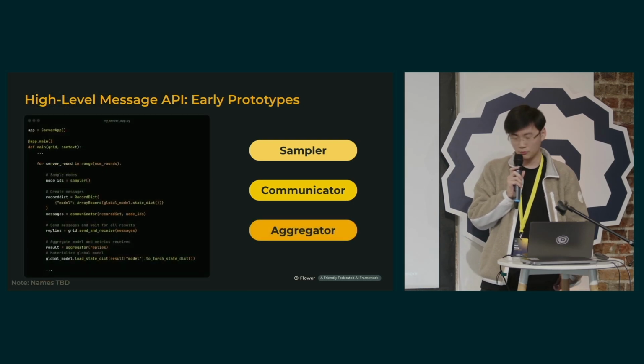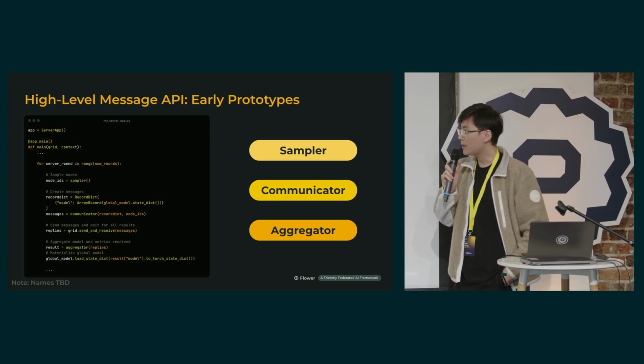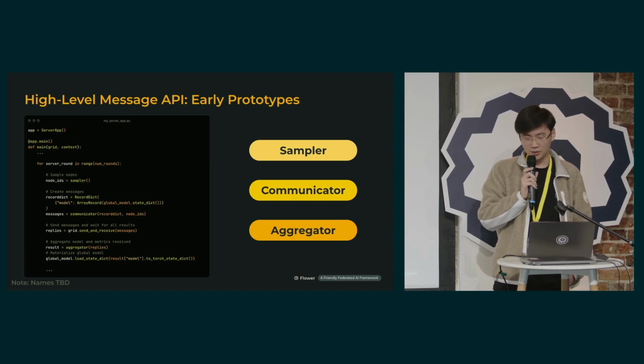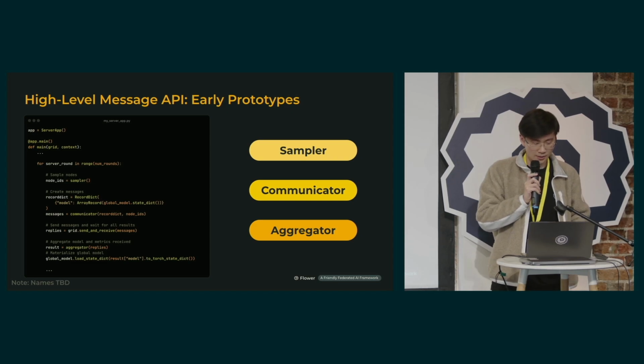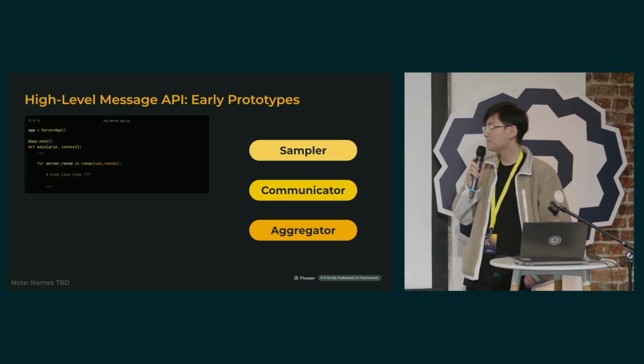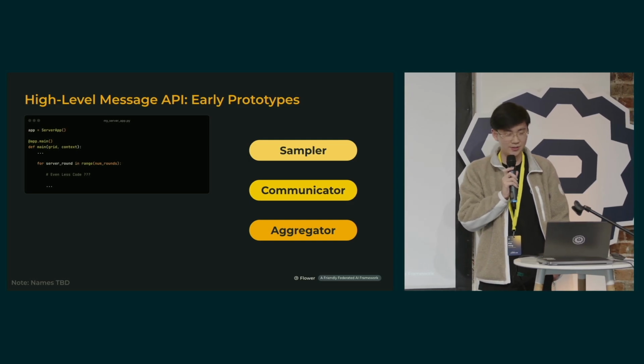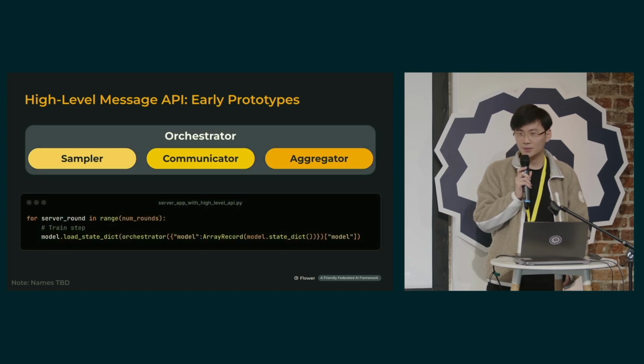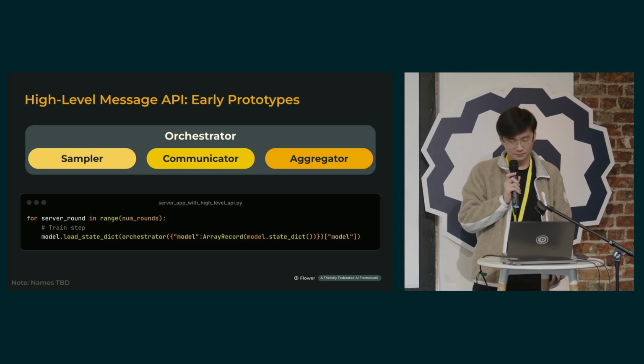If we put them together, we can see a nicely put for loop. In each server round, we sample the nodes, create a message for each of them, send the messages, and finally aggregate the results. So what if I want even less code? I want something out of the box, just like strategy. That's also possible. We have the sampler, communicator, and aggregator. We just need something to orchestrate them, to glue them together. That's the orchestrator. With one line of code, you can complete the entire round of training step in federated learning.